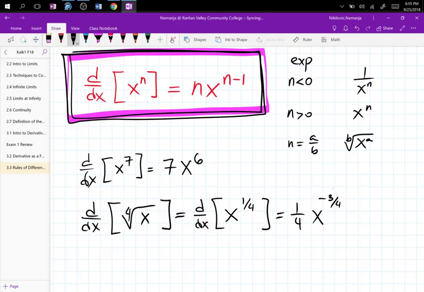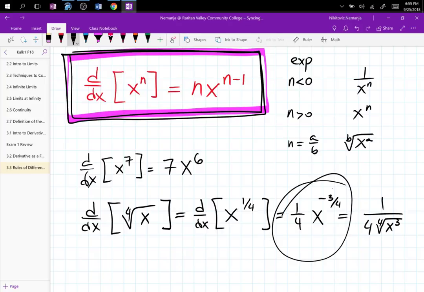Now you can make it pretty. Say 1/4 times the 4th root of x cubed. If you really want to be special, there you go. Now clearly you keep the exponent form if you have further calculations. You don't want to be working with the 4th root flying around. So you leave that for later.